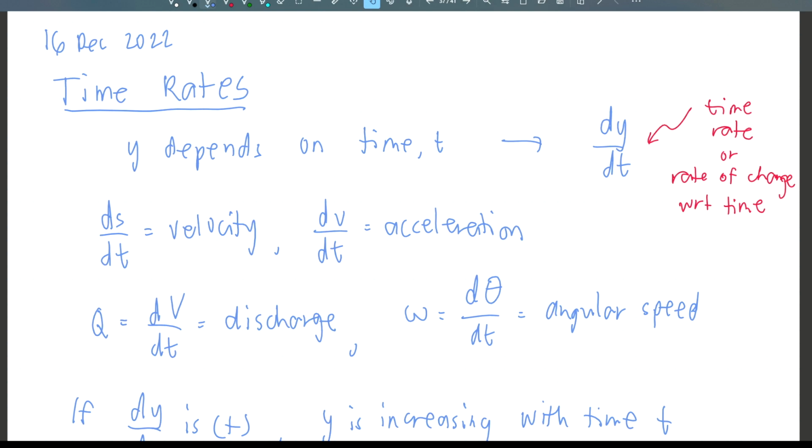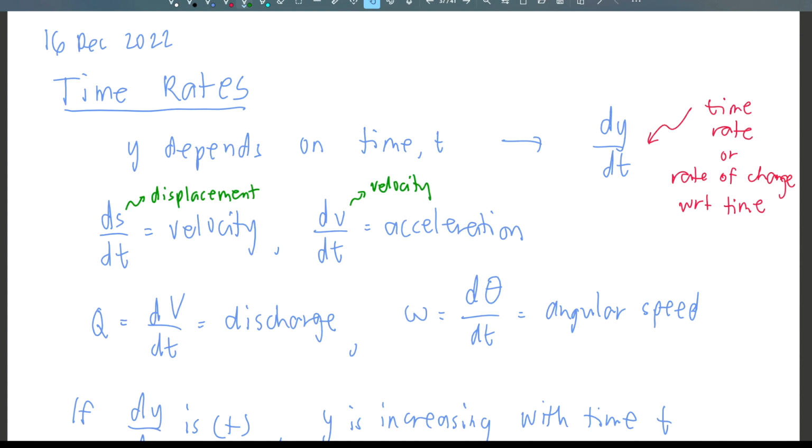So y may vary. y could be velocity, represented by ds over dt. It's the change in displacement with respect to time. Displacement. Or it could be the change in velocity, acceleration.